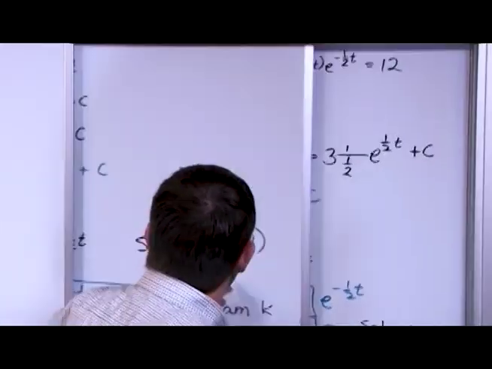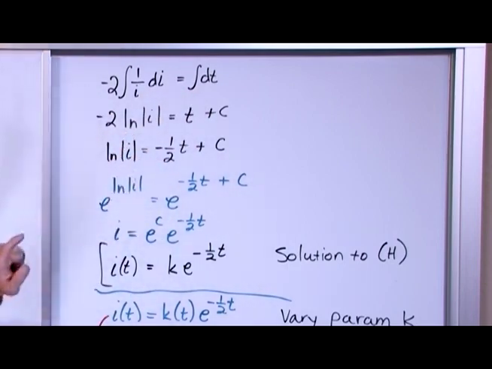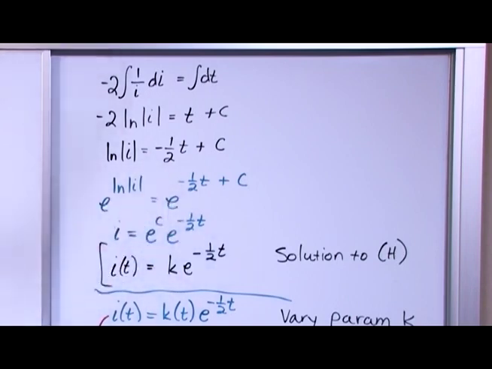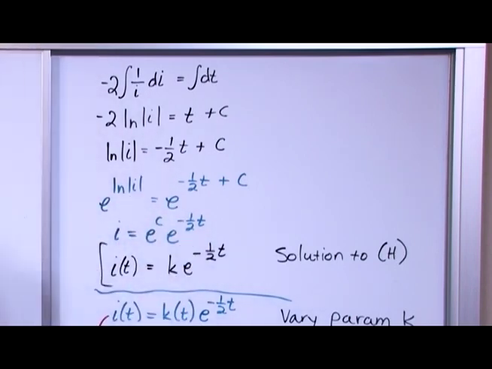And then when we integrate both sides like this, we get a natural log with some stuff on the other side. We raise both sides to the power of e to get I by itself. I becomes this guy, and so we rewrite our constant as a value k, and so we have this guy. We call it the solution of the homogeneous version.